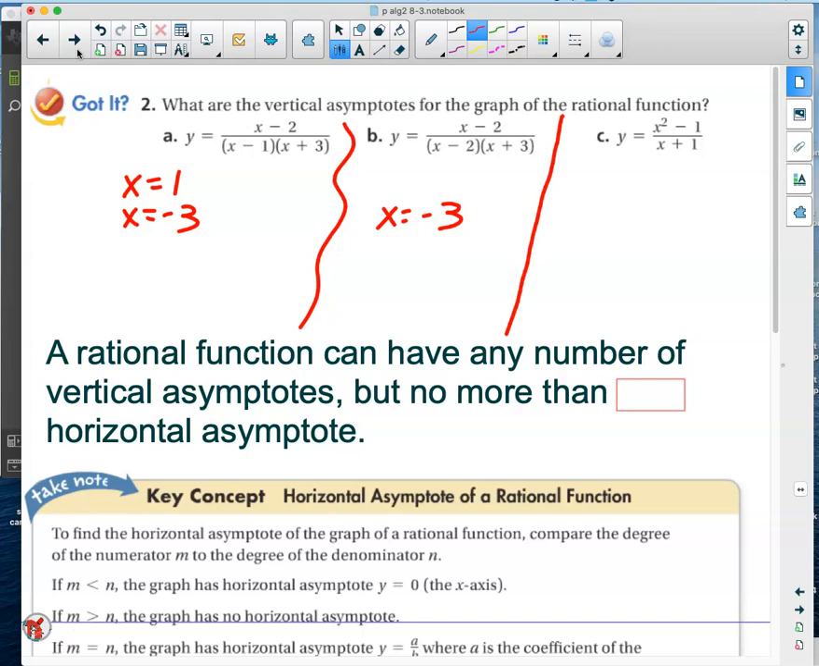Now C is not factored yet. The numerator has not been factored, and they did that on purpose. What does x squared minus 1 factor to? So is the one thing we have in the denominator going to be a vertical asymptote? Nope. It's going to be a hole. So this we'd have to put no VA.